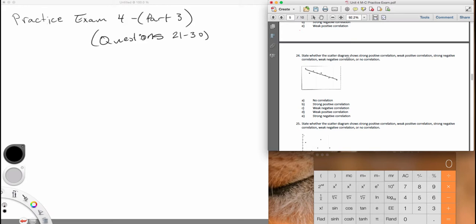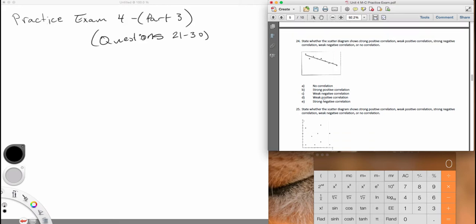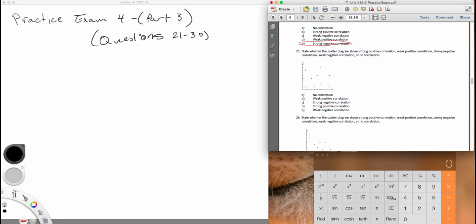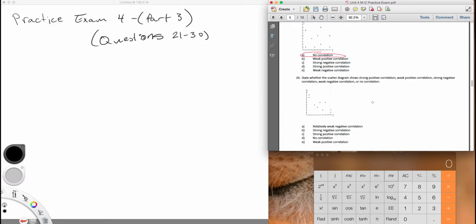24. State whether the scatter diagram shows the same values. And once again, because our scatter plots are so close together, we can see a line of best fit, and because it's moving in a negative direction, it'll be a strong negative correlation. State whether this scatter plot has any of those correlations. You'll notice that I can't really draw a line of best fit anywhere. So for that reason, we say that is no correlation.